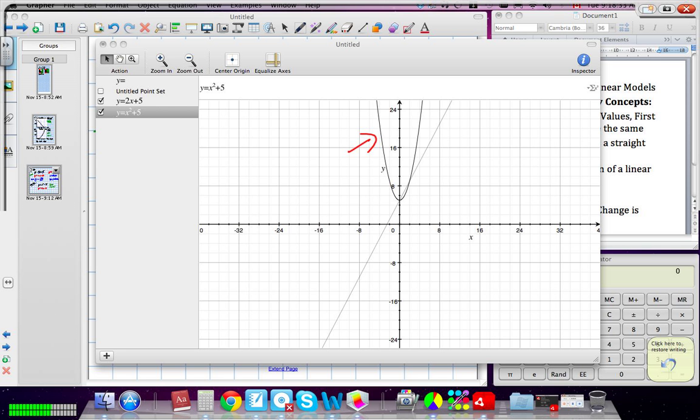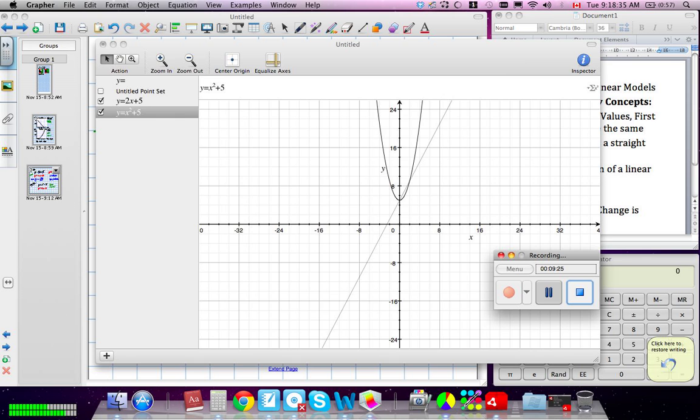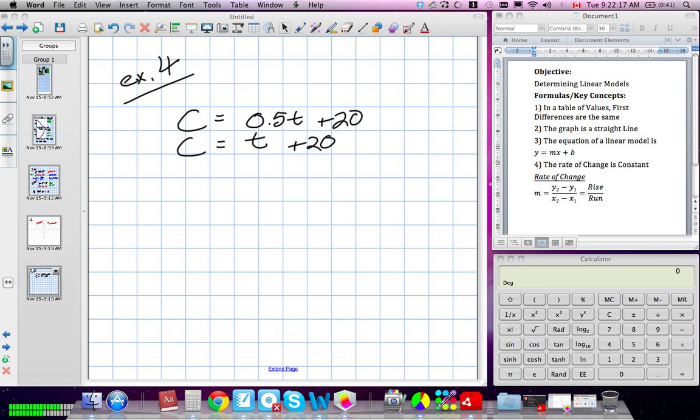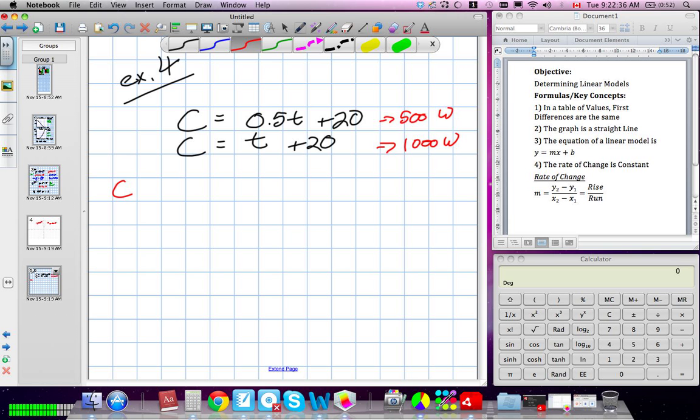All right, example 4. This one is a word problem. It says a cup of coffee is reheated in a microwave. We have 2 different types of microwave. This one is a 500 watt microwave. This one is a 1000 watt microwave. Okay? And what these variables stand for, C is the temperature of the coffee in Celsius. That's why you use C. So temperature of coffee heated in a microwave. Temperature of coffee. And T is time in the microwave.